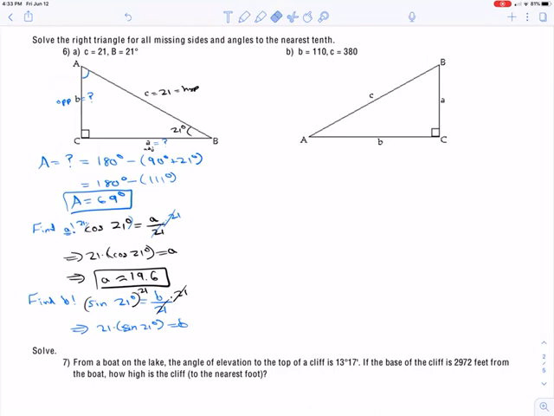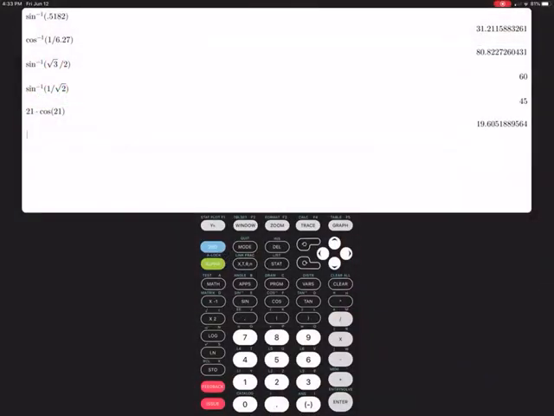So we can type that in together in our calculator. That's 21 times the sine of 21. You're going to get what? 7.5? Let's check it. 21 times the sine of 21. All right, type it in correctly. 21 times the sine of 21.